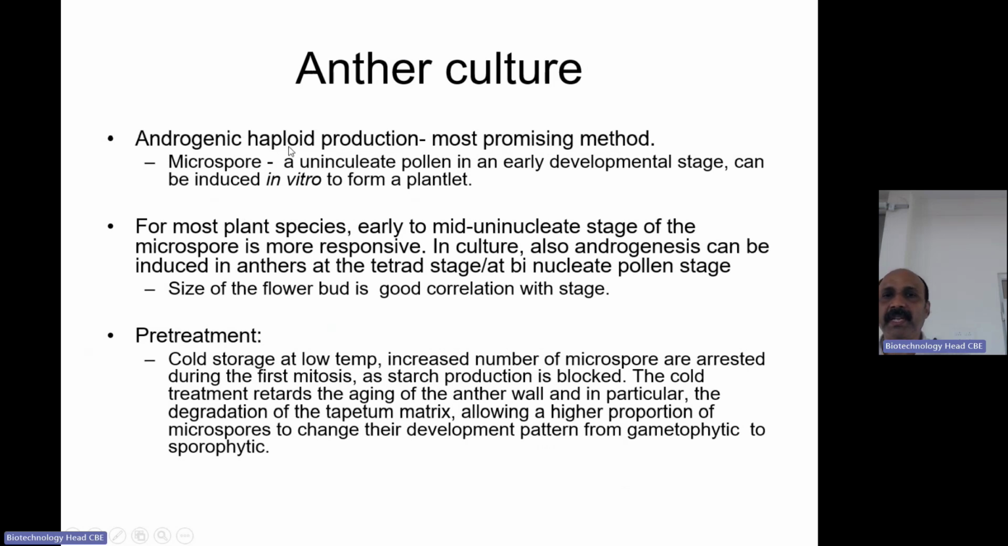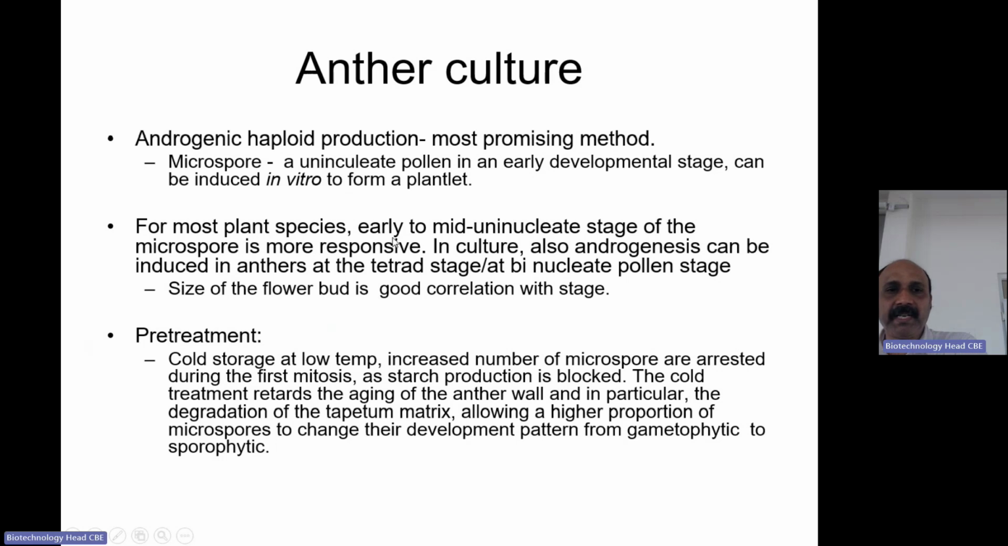So in anther culture, using the androgenic haploid is the most promising method that is being followed for many plants. It uses the microspore or uninucleate pollen in the early developmental stage. We need to select that specific developmental stage so that we can convert the single 1N number of chromosomes to divide into many cells, which can be induced in vitro to form a plantlet.